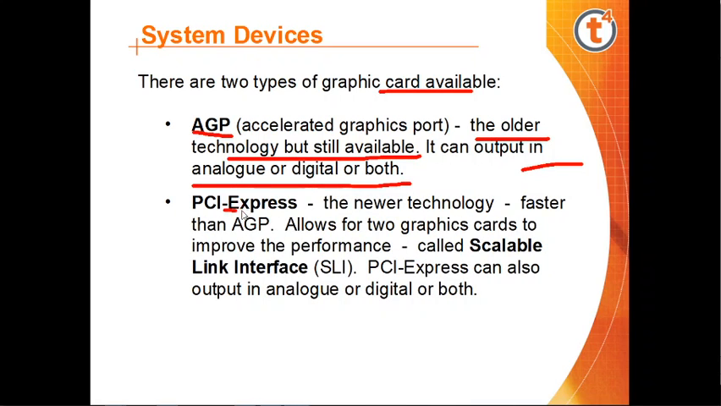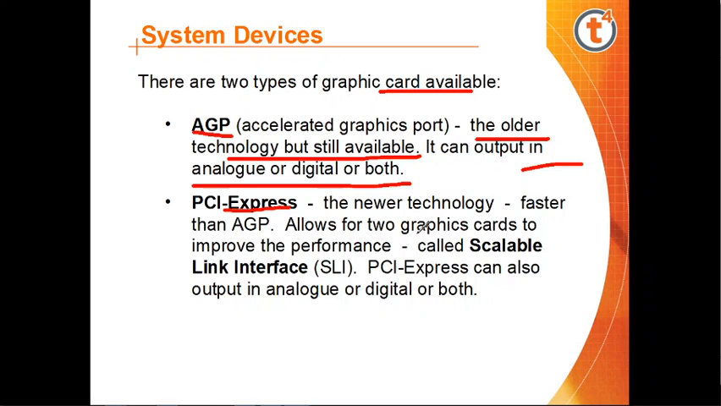Next you have PCI Express. It is newer technology. PCI stands for Peripheral Component Interconnect, and AGP are two different technologies used to connect expansion cards such as video, sound and graphics cards to the user's PC. Different speeds are there, so you can use anything.